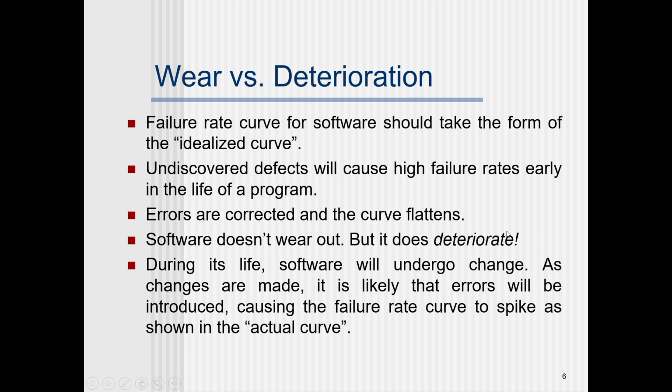Software doesn't wear out, but it does deteriorate. During its life, software will undergo change. As changes are made, it is likely that errors will be introduced, causing the failure rate curve to spike. Meaning, as time passes, software will undergo many changes, and many of the components will be changed. As changes are made, errors are likely to be introduced, causing the failure rate curve to spike.